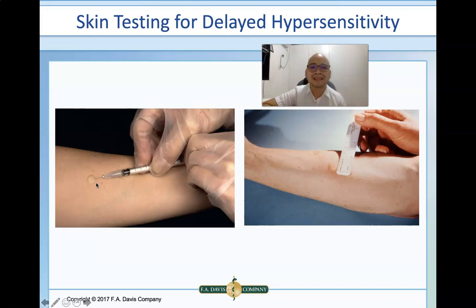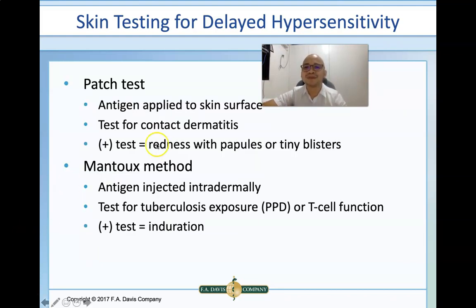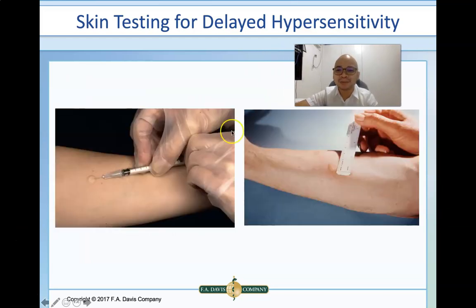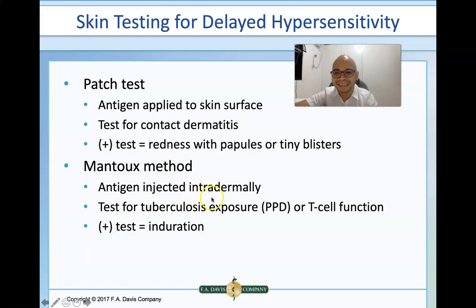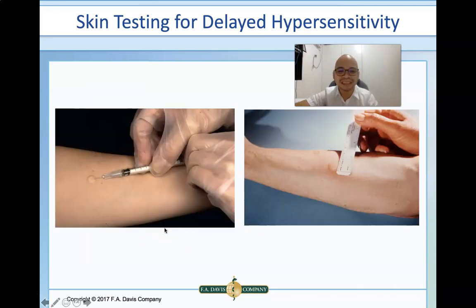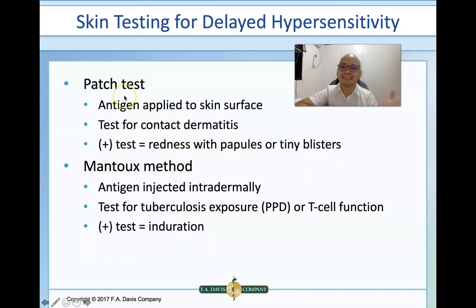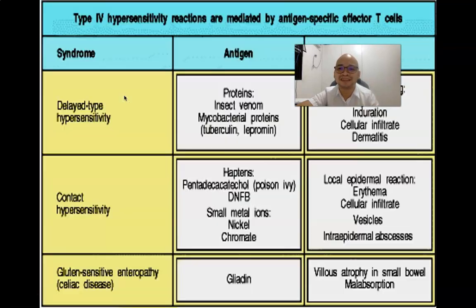So what does it mean? It means that you are already exposed to Mycobacterium tuberculosis. Okay? So this method is the Mantoux method. In Mantoux, you are injecting it intradermally. You are injecting the PPD, purified protein derivative. So in this one, a positive test is induration or erythema of more than 10 millimeters. And then, a patch test is also a possibility. You just apply a patch on the skin. Okay? So, in the test for contact dermatitis, redness with papules or tiny blisters is considered a positive reaction.